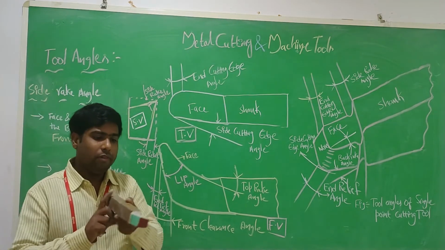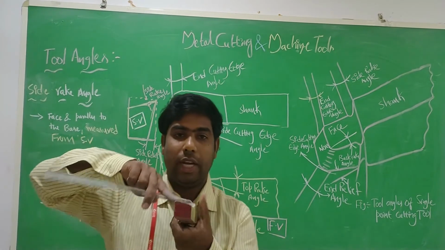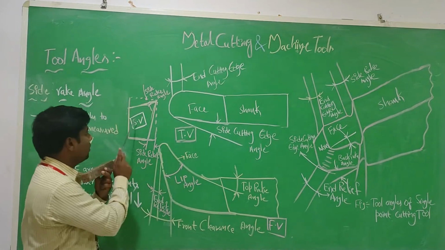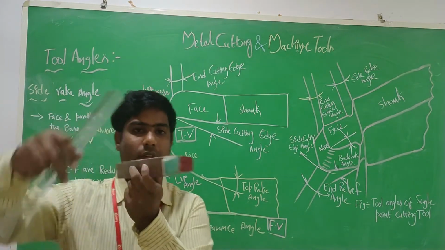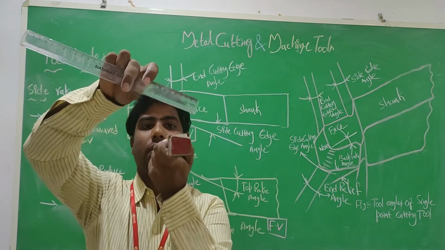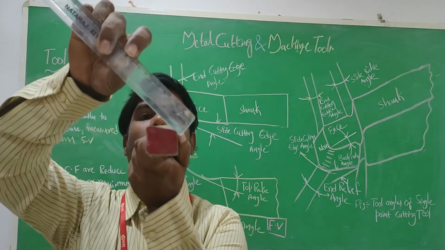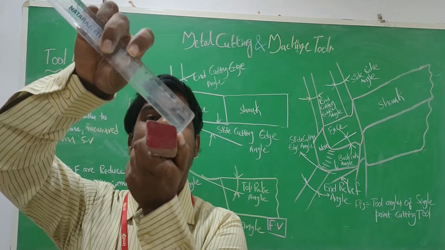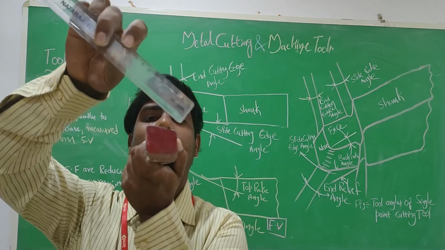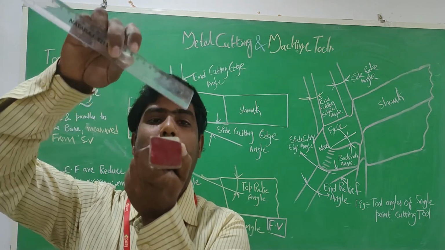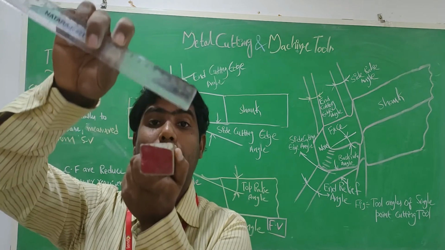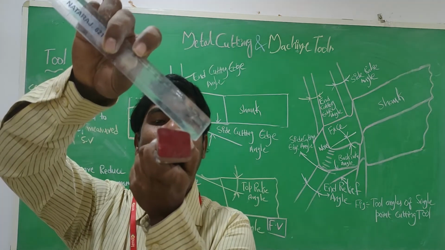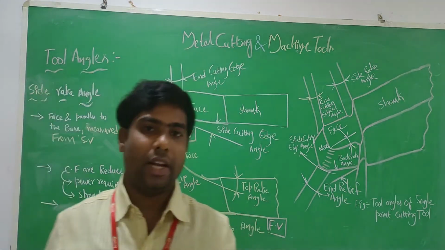So how do we show the side rake angle in a cutting tool? This is the cutting tool, friends. This is the side view, and in the side view, the angle is plotted in the same way. This is called the side rake angle. The angle between the face of the tool and the plane parallel to the base, if measured from the side view of the tool, is treated as the side rake angle.